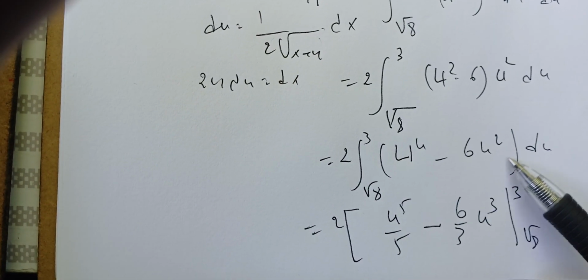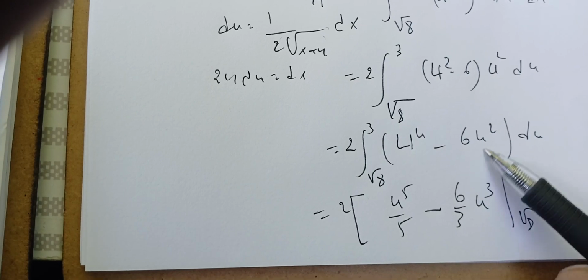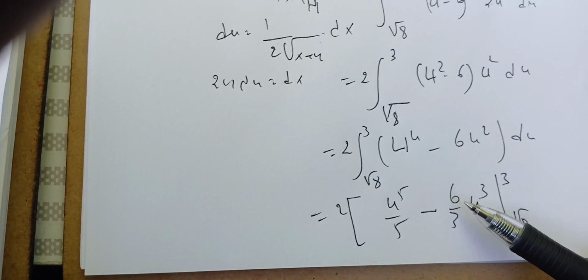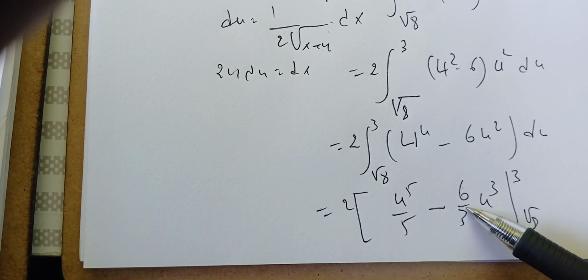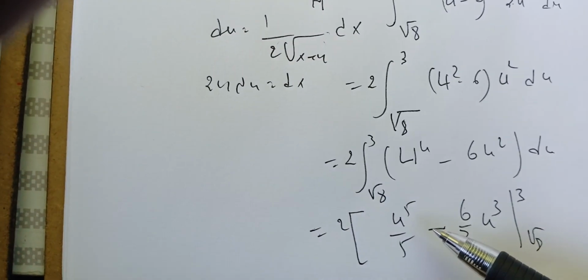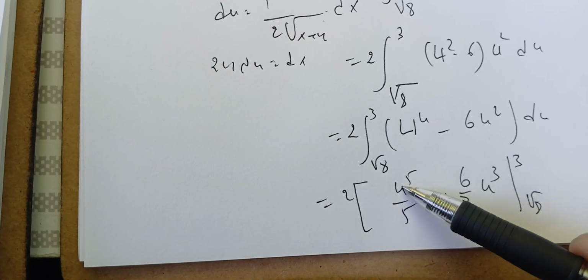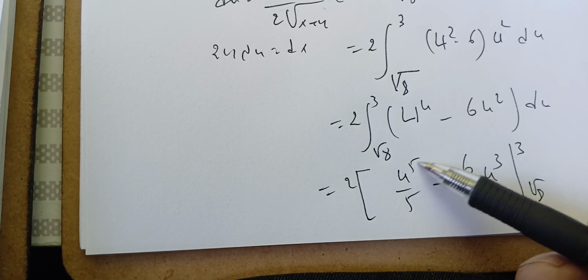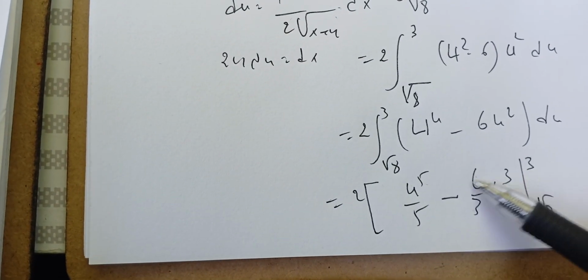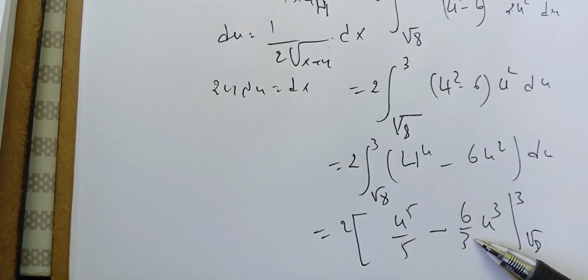I'm not going to do the evaluation, assuming that my computation is right. The aim is to find a primitive. We don't need to change u back to the square root of x plus 4. We just evaluate the values at the new limits and we're going to get the same values.